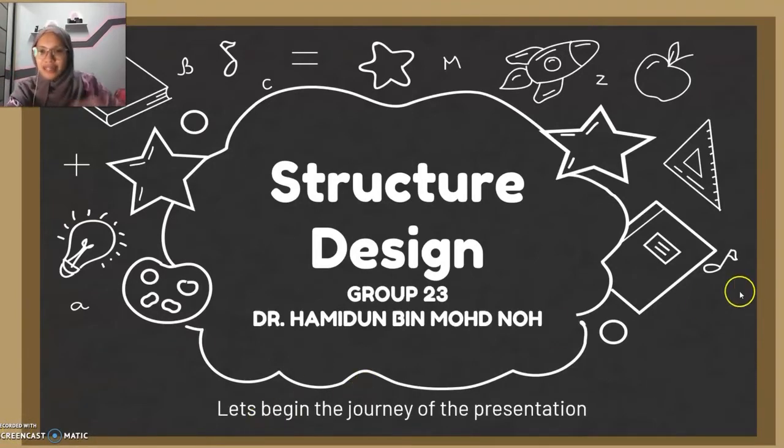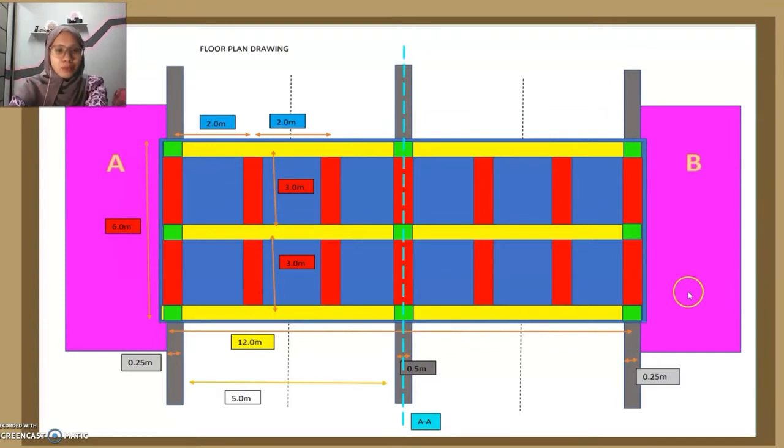So let's see our design. Okay, this is a floor plan drawing, where the pink one is our existing building. We have building A and also building B. Okay, the grey is the skirting, or we can call it a divider, and then this is the road.